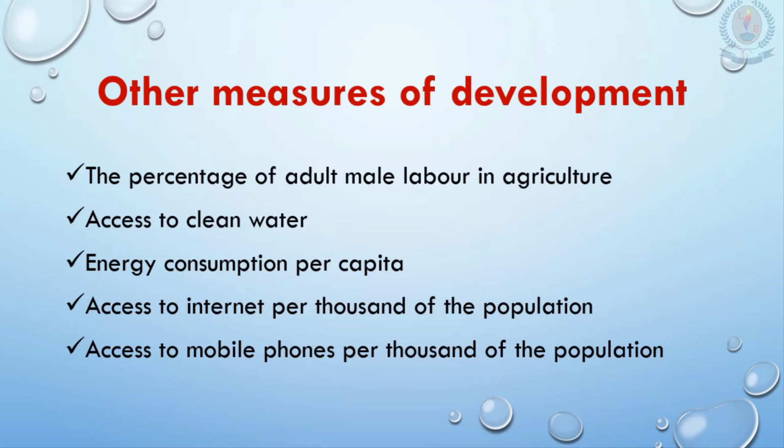Access to mobile phones per thousand of the population. If this was one of the major measures of development, Sri Lanka would be one of the most developed countries, as nowadays even the kids are having mobile phones. Now, economically speaking, the number of people out of 1,000 having mobiles is a recognized measure of how developed a country is.